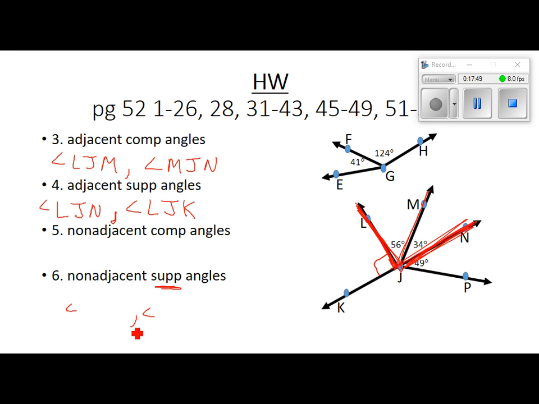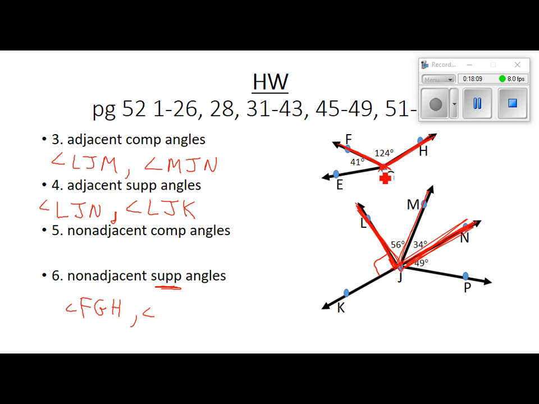There's an easier pair. FJH and LJM. Say it one more time. FG. Oh, okay. So FGH is up here, right? How much is it? 124.